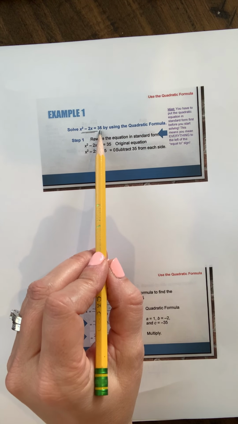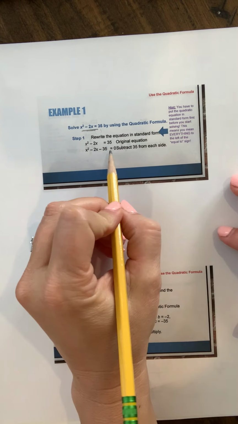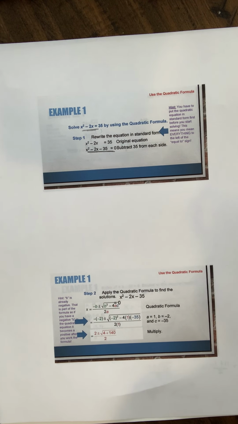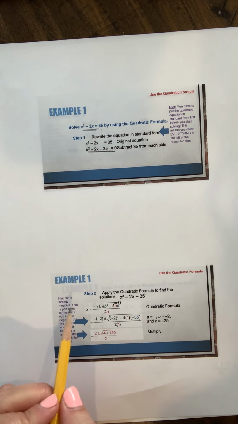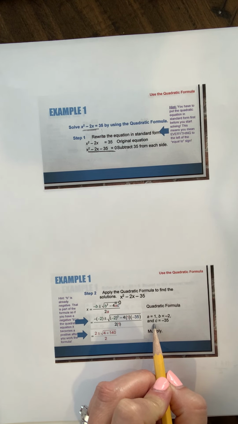So that means you have to subtract the 35, move it over, and when I do that, I get my quadratic equation equal to 0. Okay, so now it's in standard form. Now I need to identify my A, B, and C.